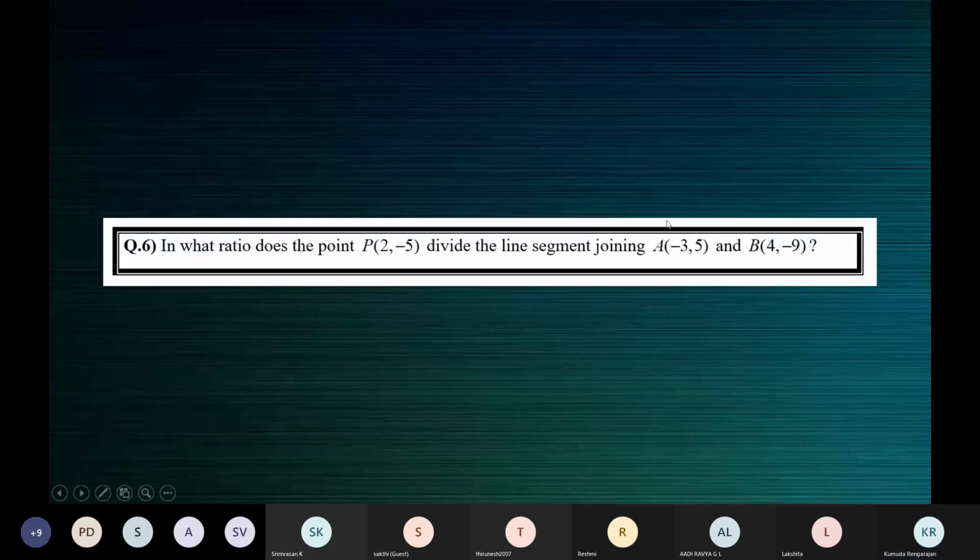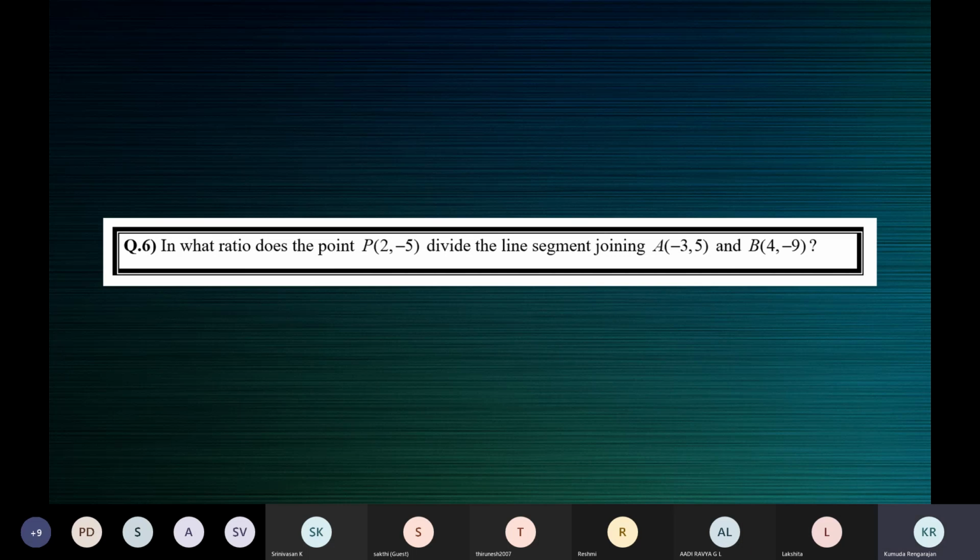We're given the address of the endpoints A and B. And this point P lies on the line segment AB. The address of the point of division is given, 2, minus 5. You need to find the ratio.